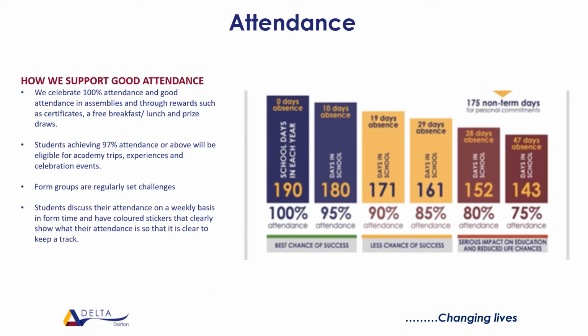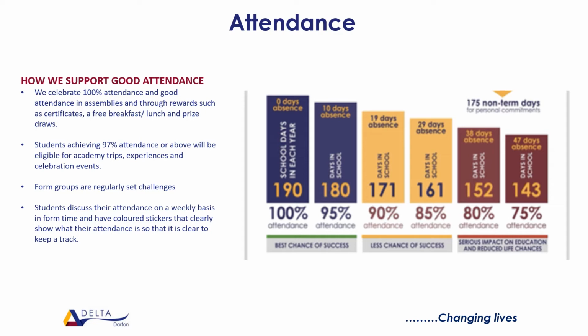We support good attendance through our regular rewards assemblies, and there are also certificates and prizes such as free breakfast, lunches and prize draws. Students who are achieving 97% attendance or above will be eligible for all of the Academy trips, experiences and celebration events. We also set regular form group attendance challenges, and this is to promote attendance and also to ensure that students understand how their attendance does affect them throughout the year.